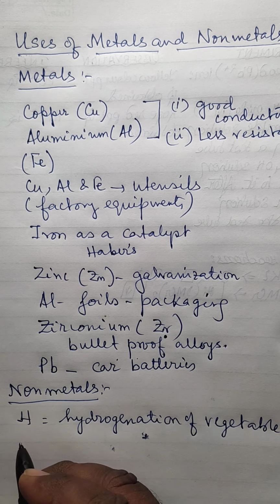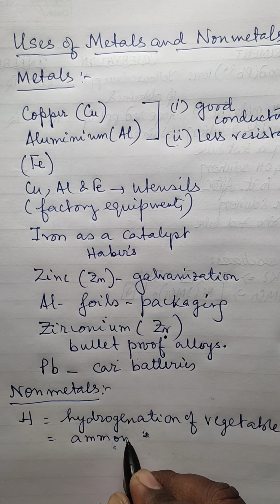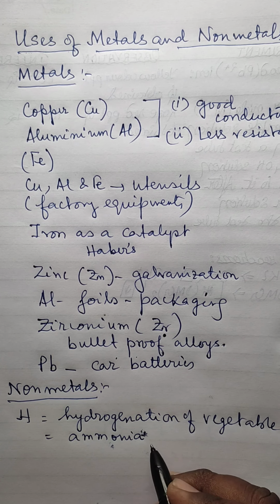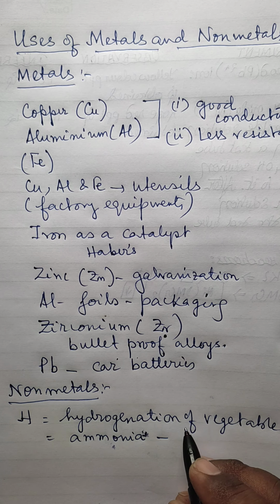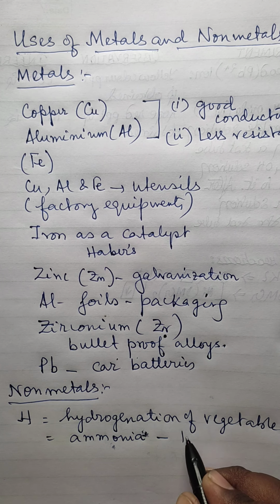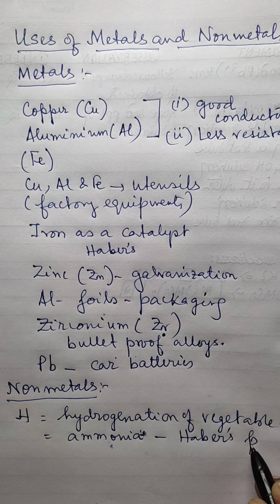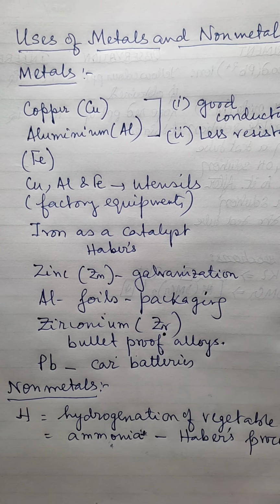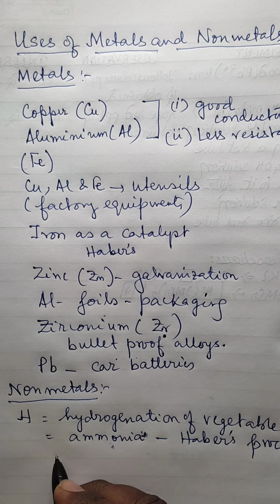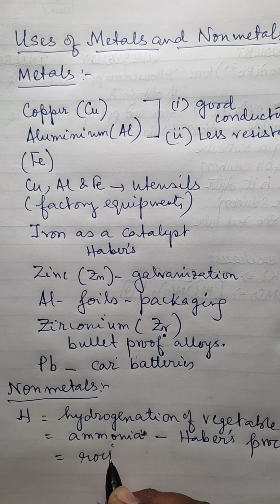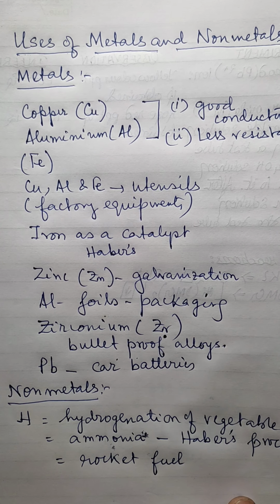Next, hydrogen is used for the manufacture of ammonia, the same ammonia for which iron was used as a catalyst in the Haber's process. It is used to manufacture ammonia by the Haber's process. Liquid hydrogen is also used as a rocket fuel.